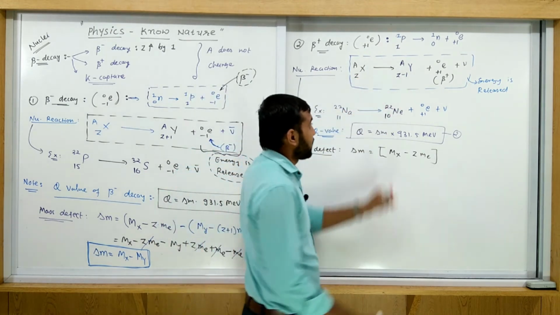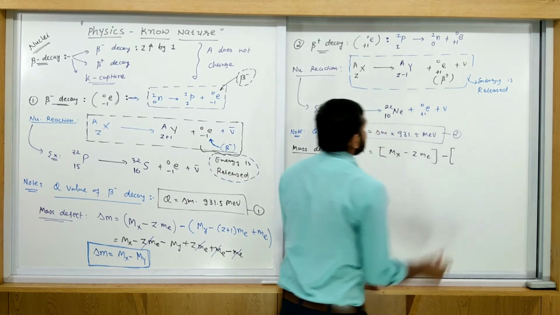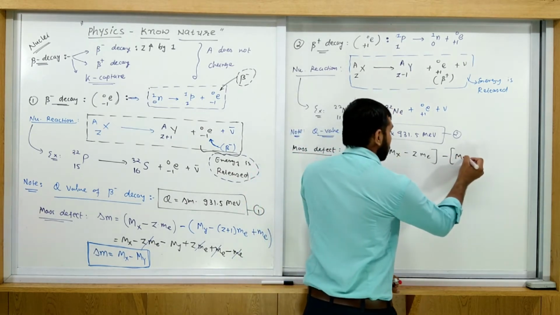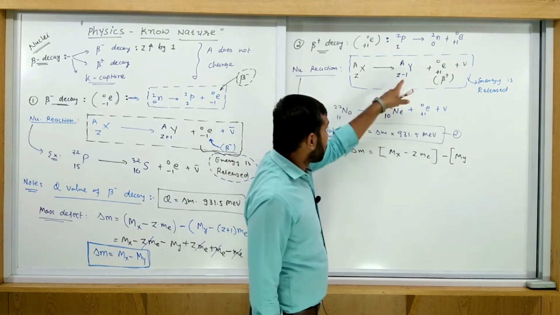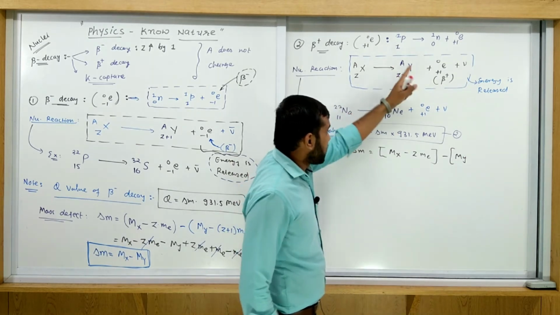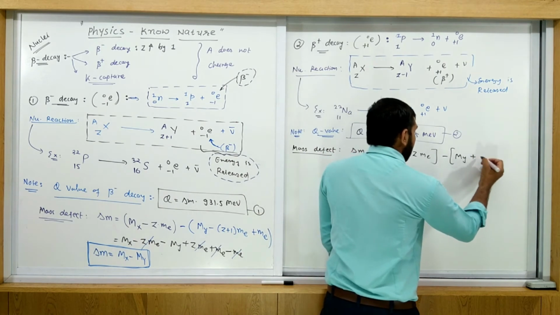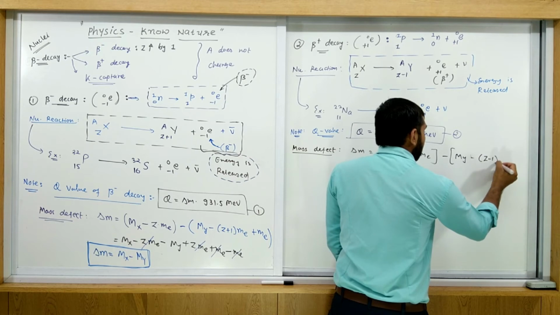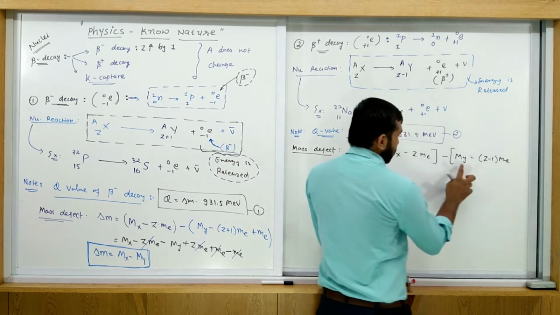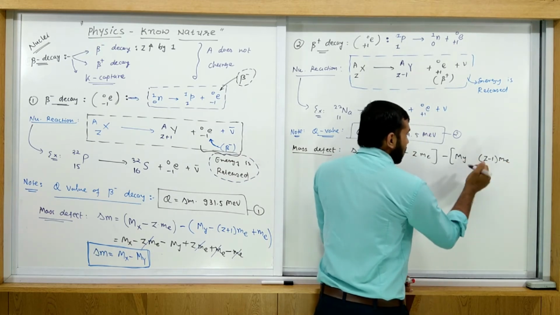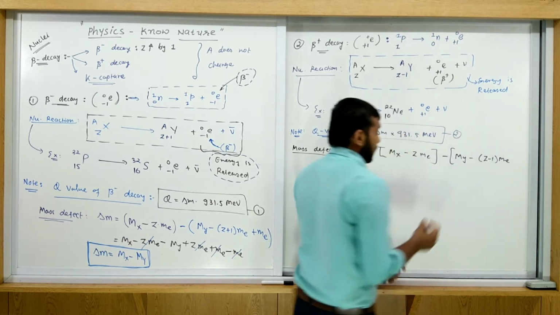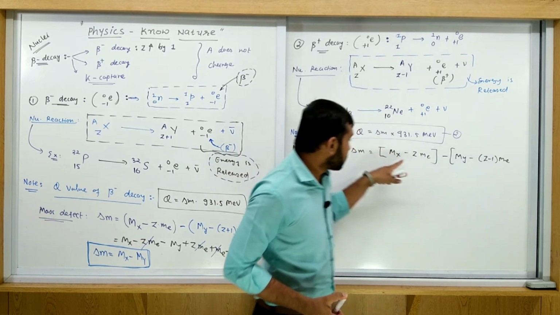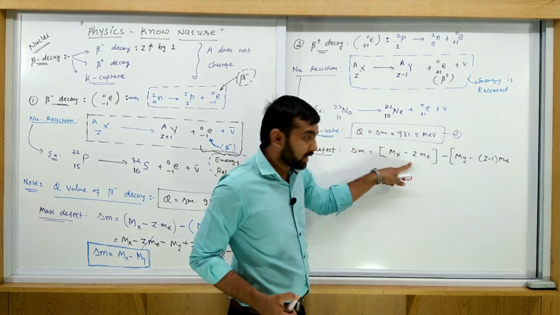What is the total mass on the right-hand side? So minus Z me. What is the mass of Y? Consider it is mY. How many electrons are present? Z minus 1, so plus, minus (Z minus 1) me. This is the mass of the nucleus of Y, and this is the mass of the nucleus of X.